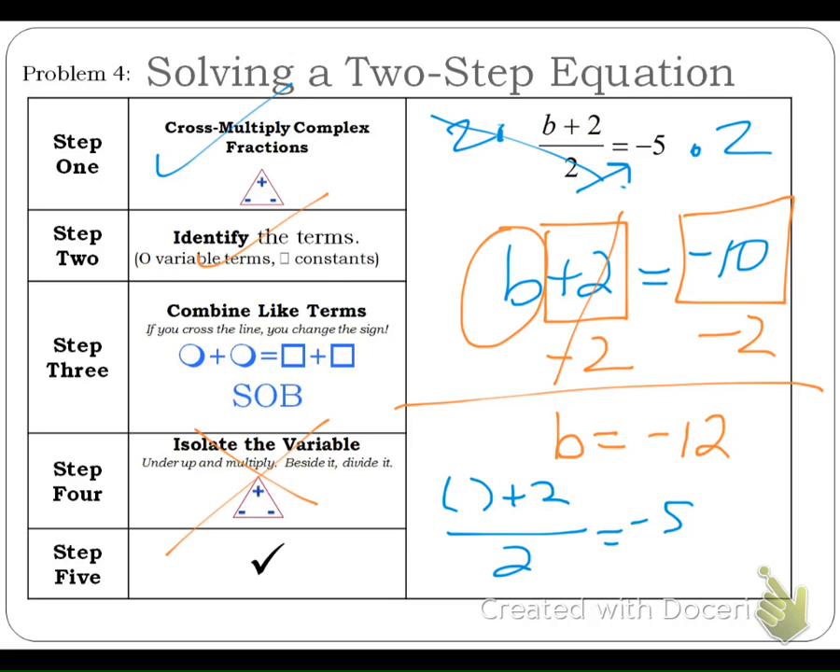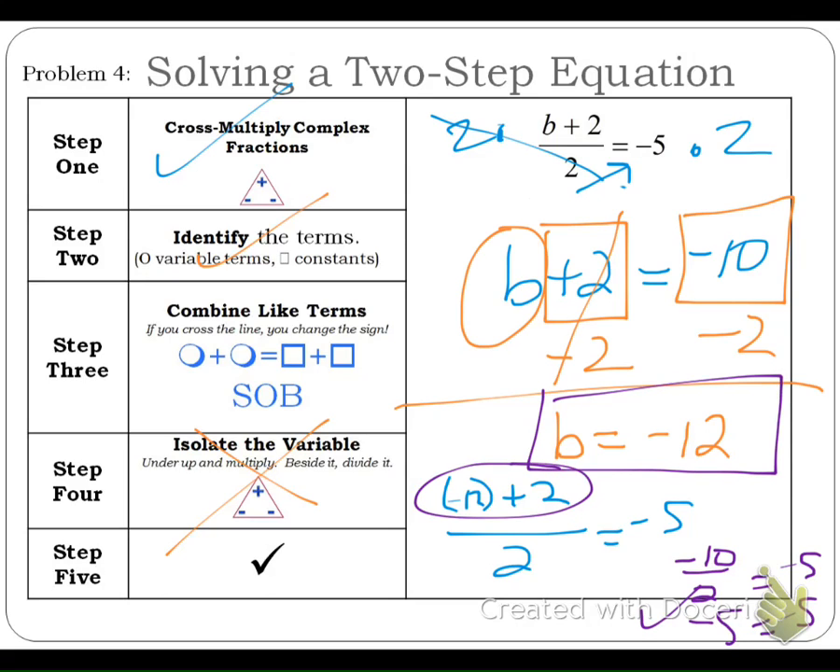Then I'm going to plug in the negative 12 that I just got into the parentheses and simplify the expression that's on the left-hand side. I'm going to start by simplifying the numerator there, negative 12 plus 2. I've run out of room here, so let me see where I can do this for you. Negative 10 over 2 is equal to negative 5. Negative 10 divided by 2 is negative 5. Negative 5 equals negative 5, so it checks. The answer is b is equal to negative 12.